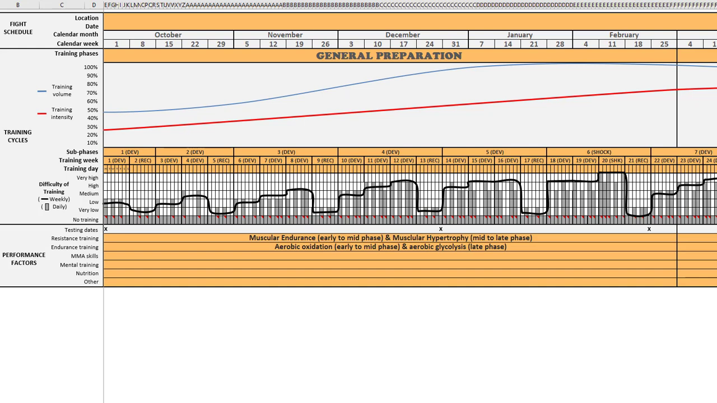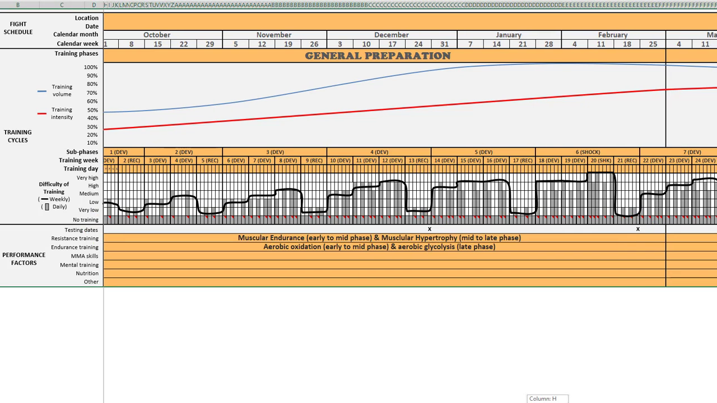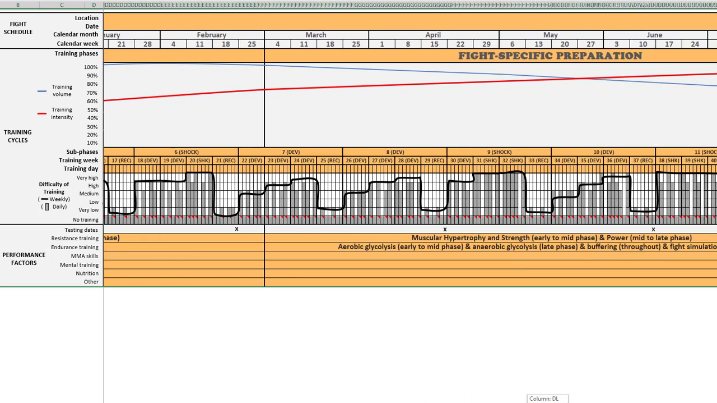So here we're looking at the general preparatory phase. You can see we've slotted in the testing dates, one at the very beginning of the plan, then we slotted in another one somewhere around sub-phase 4 at the end of that sub-phase before we get into sub-phase 5. And then we've scheduled another one at the end of the general preparatory phase in sub-phase 6. Let's scroll across and let's have a look at the next phase.